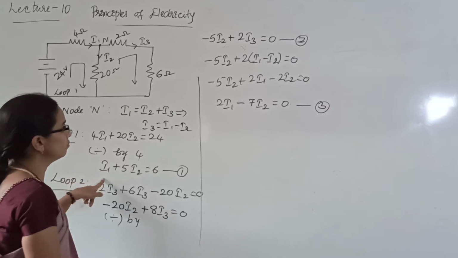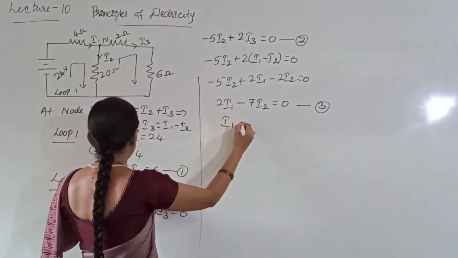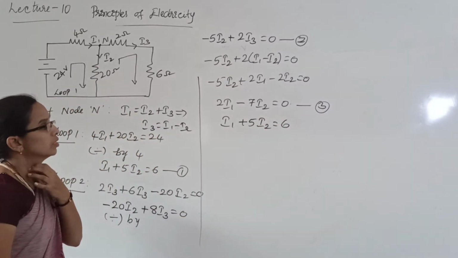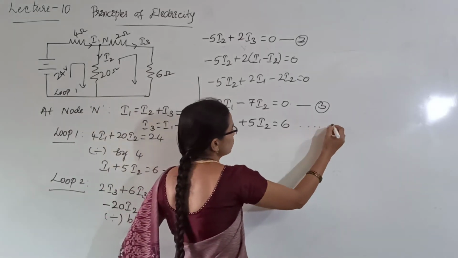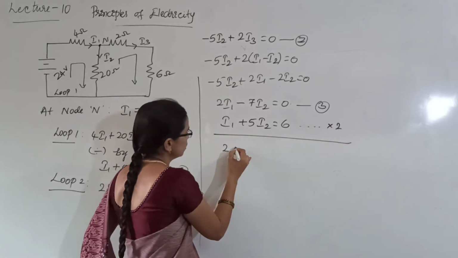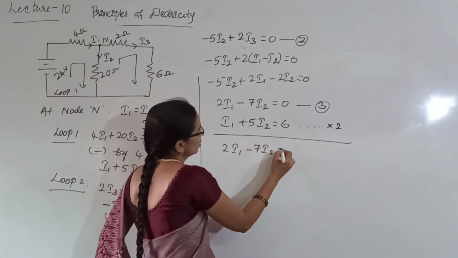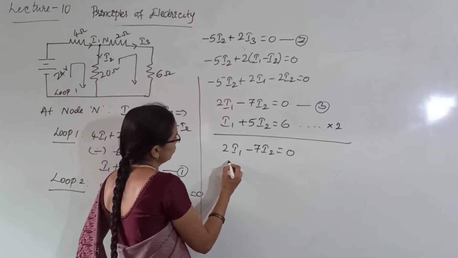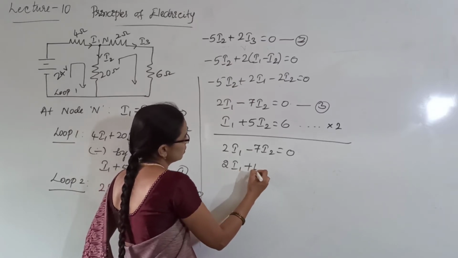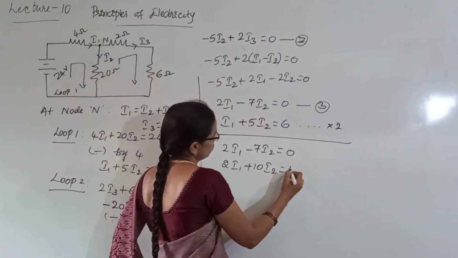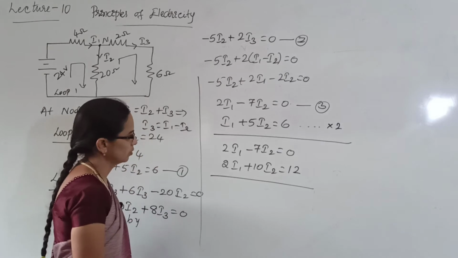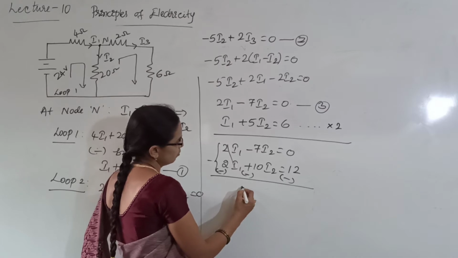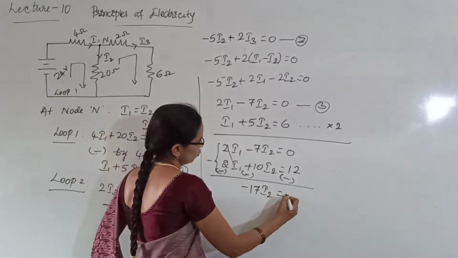We have equation 1 as I1 plus 5 I2 is equal to 6. So I will multiply this equation by 2. First equation I will write like that only. I1 plus 10 I2 is equal to 12. I will subtract this. You will get minus 17 I2 is equal to minus 12.